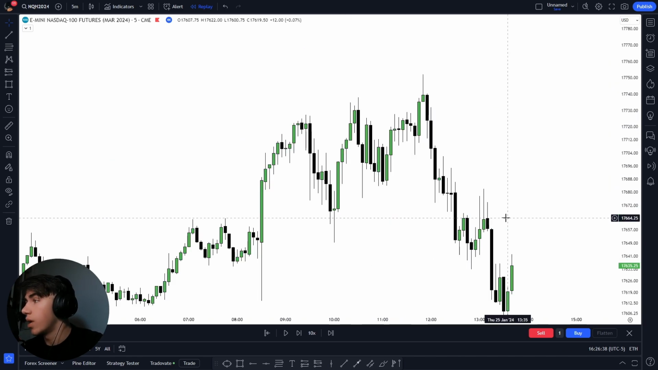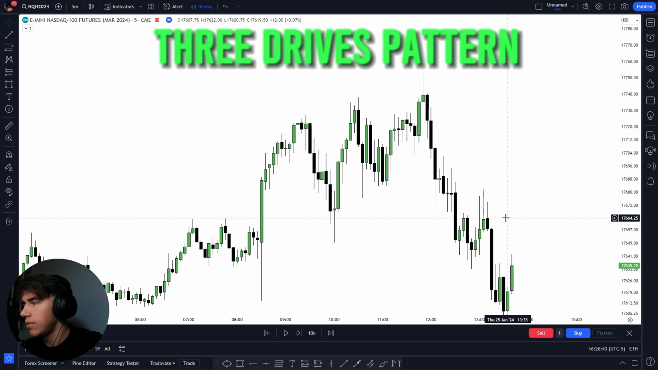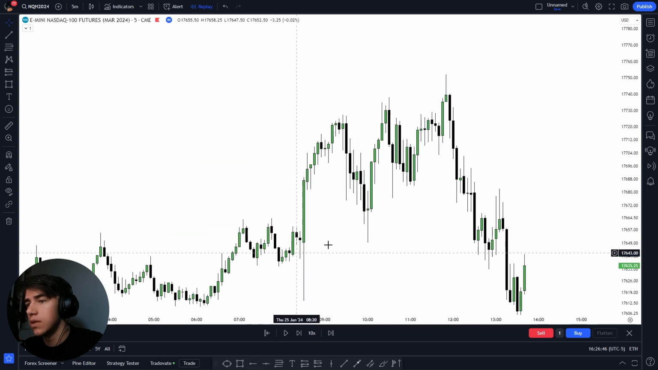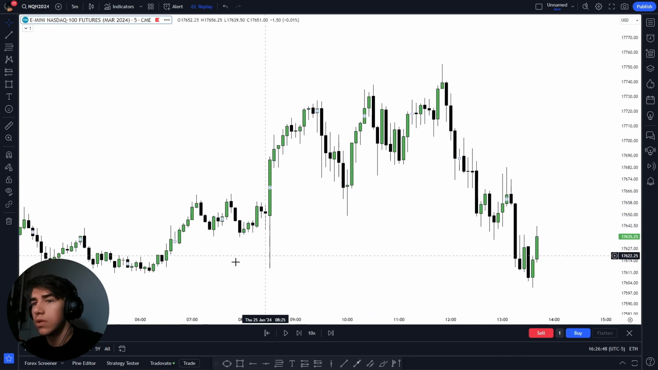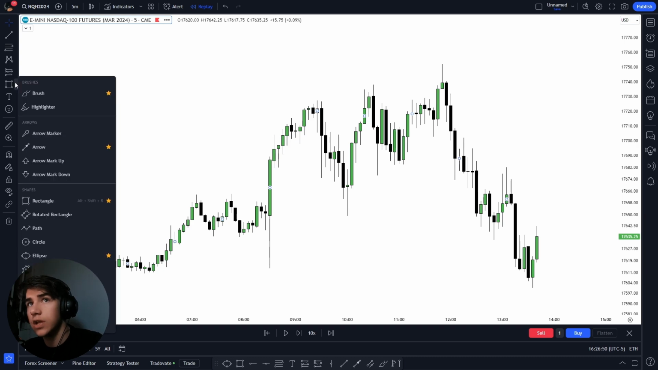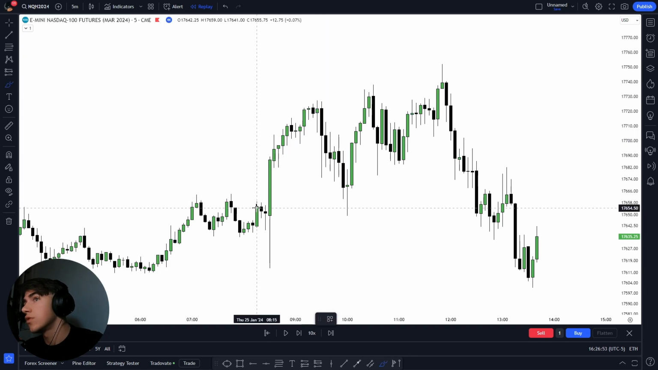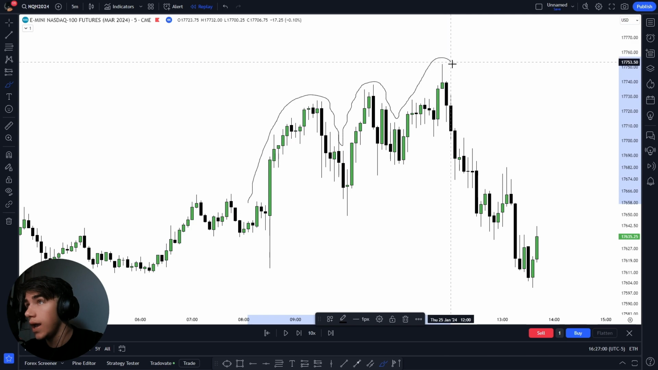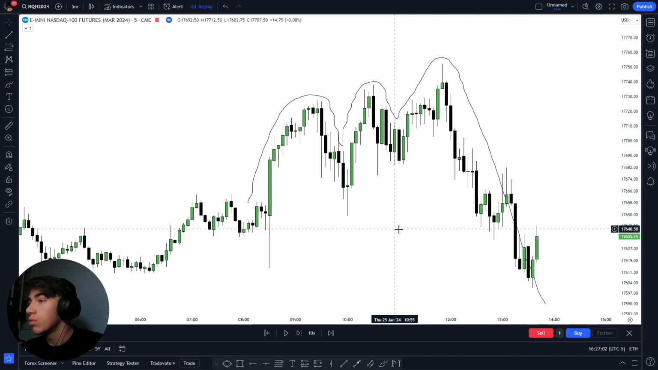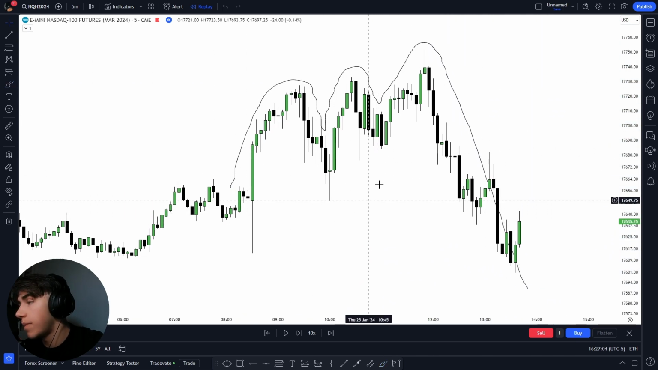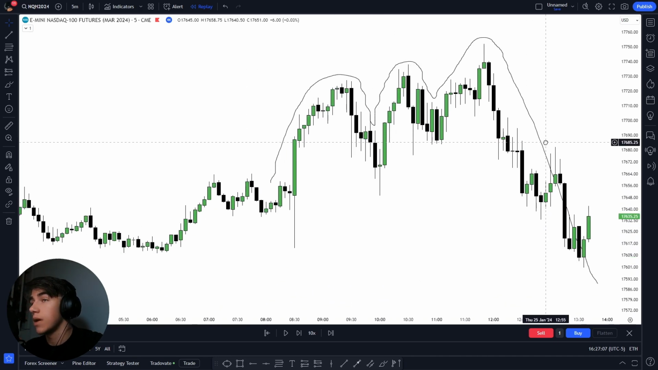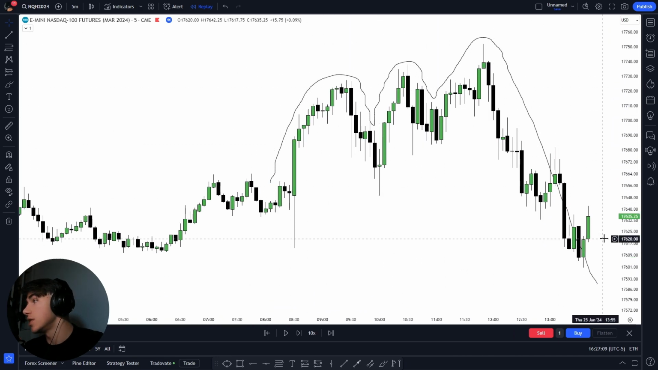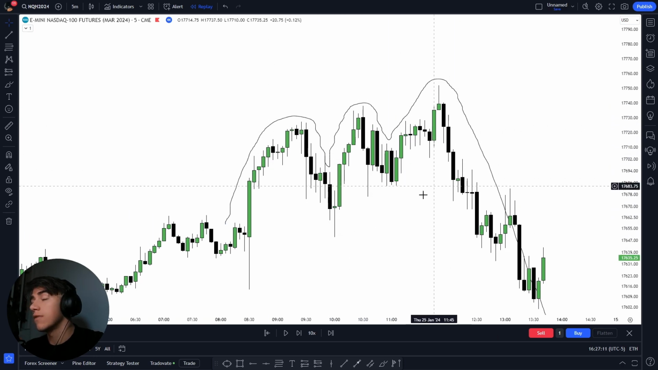Something quickly that I want to mention is something that ICT calls the three drive pattern. And basically all it is, is something that smart money uses to trick retail traders into going long, right? So here we have a swing high made, a new high made, then we have a new high, and then a dump. That is what ICT calls the three drive pattern, okay? Very easy to get tricked by this. It looks very, very bullish until it doesn't. So this is basically how you identify it.